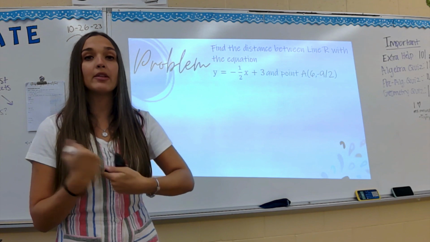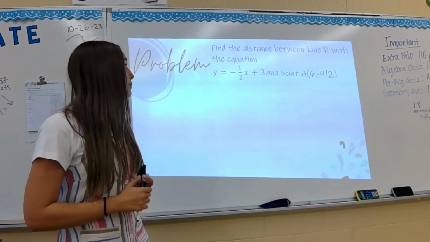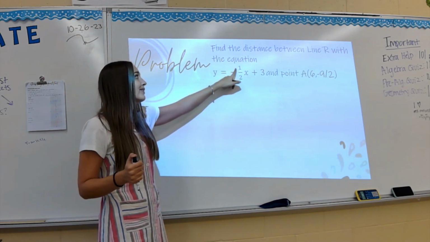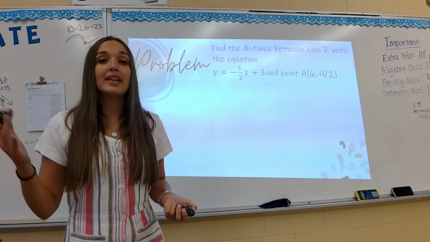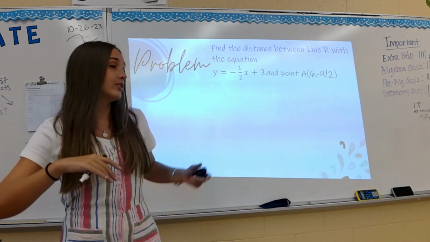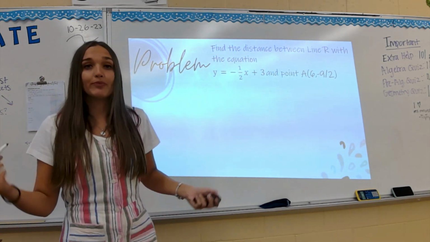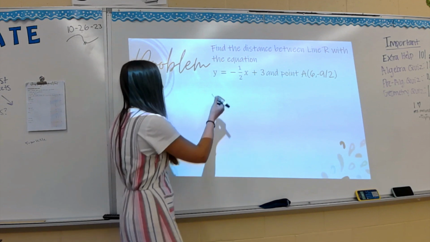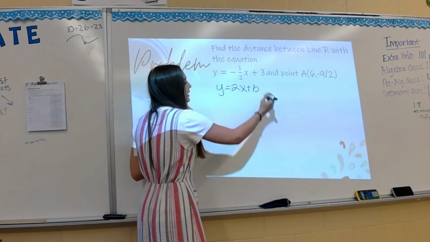Our first step is to find the perpendicular line that's going to go through that point. We have to remember, they give us a slope of negative 1/2. The perpendicular slope to that is the negative reciprocal. So we flip the fraction and change the sign. We flip it, so it becomes 2, and then that negative becomes positive. So our new slope is going to be 2. So we get y equals 2x plus b.